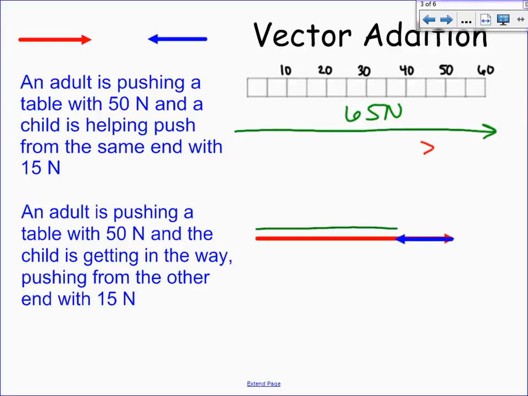Since the red vector pointing to the right is longer than the blue vector pointing to the left, my resultant vector would end up being pointing to the right. The adult is winning in this case. But the resultant or total vector would end up being 35 newtons to the right.